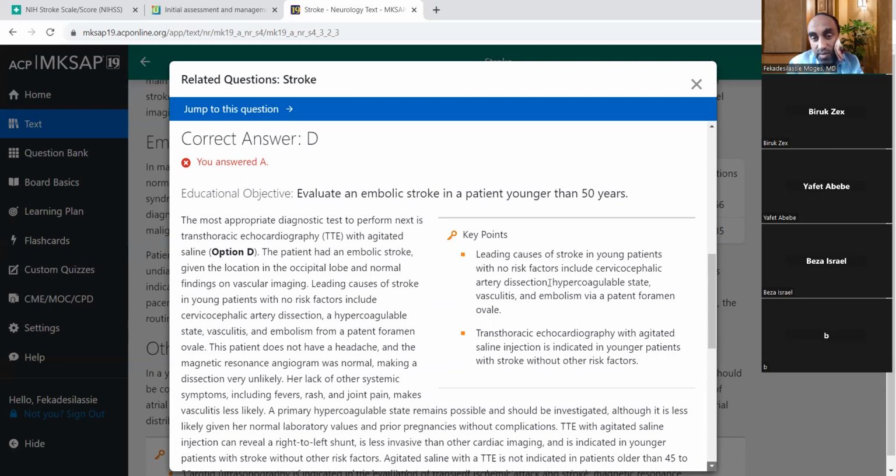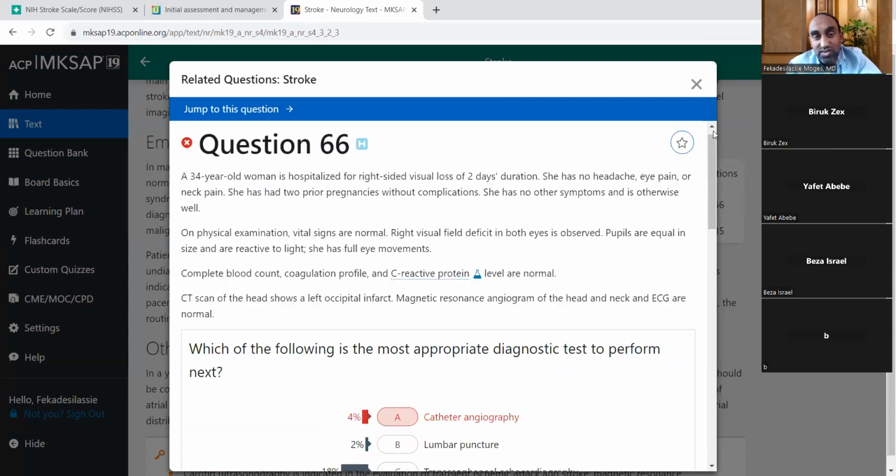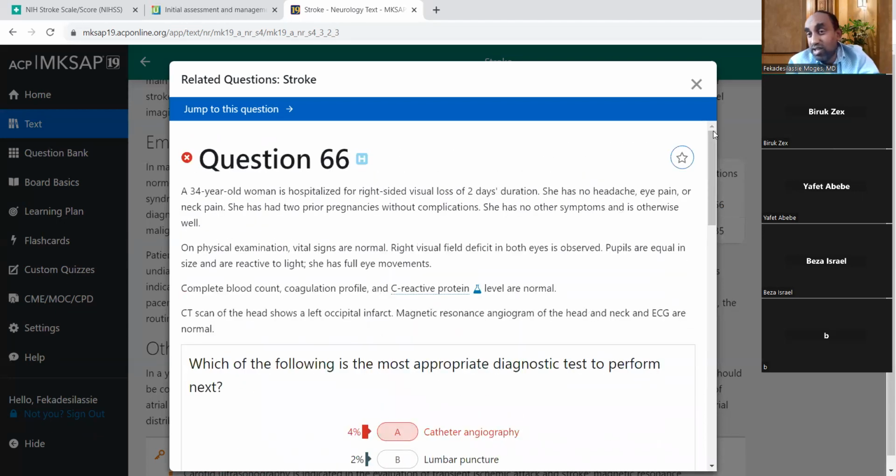Leading causes of stroke in a young patient with no risk factor include cervicocephalic artery dissection, hypercoagulable state, vasculitis, and embolism via patent foramen ovale. Transthoracic echo with agitated saline injection is indicated in younger patients with a stroke without other risk factors. Do you get it? It's because of the age, you see? She's 34 and there is no risk factor for a stroke.